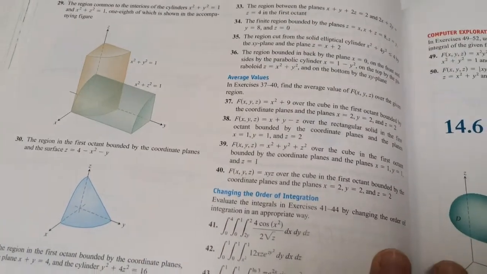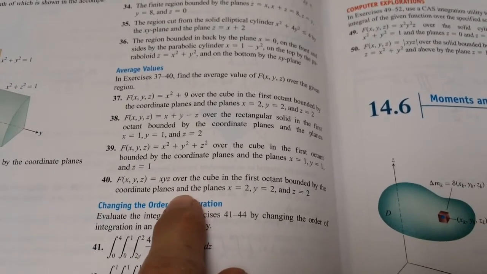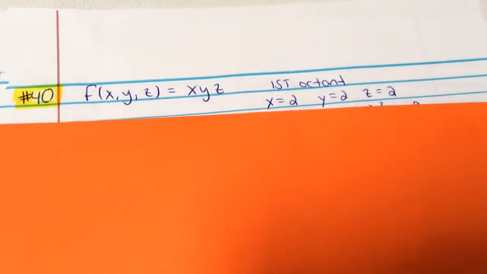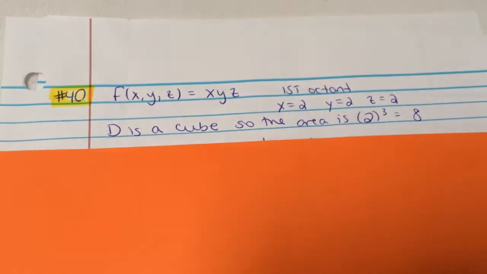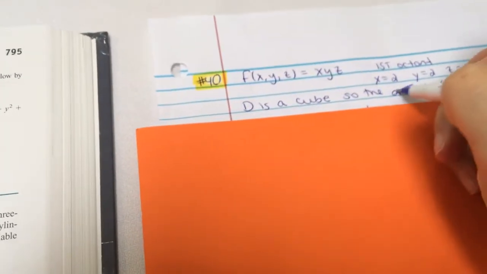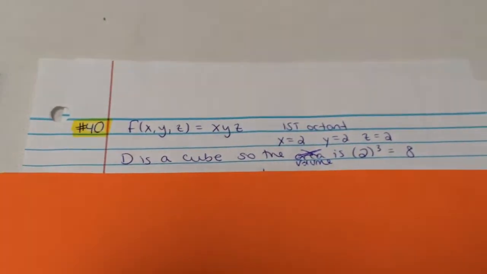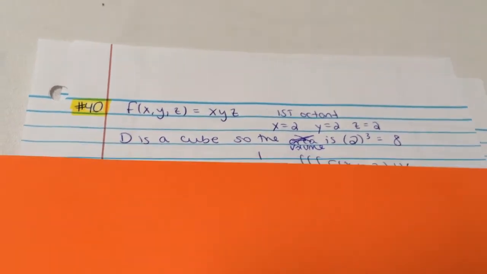Page 794, we're going to look at average value. So we're going to look at number 40. Average value of this function over the cube that has sides of length 2. So I'm in the first octant. My numbers are 2's. It's a cube. So you want to find the volume. I wrote area. Hold on. That's not area. Let's fix that. Volume. On a cube, the volume is the side length cubed. And so the side length is 2. 2 cubed is 8. That's the volume.